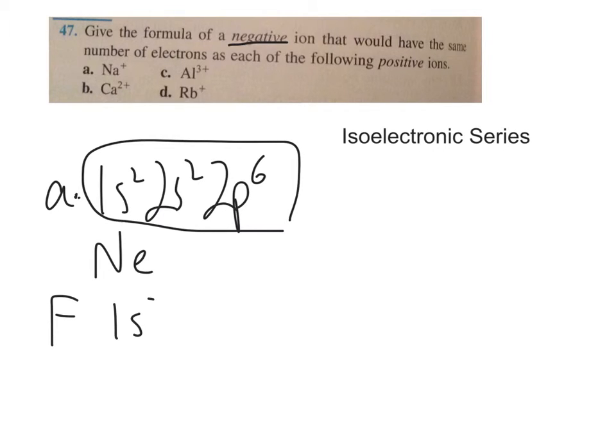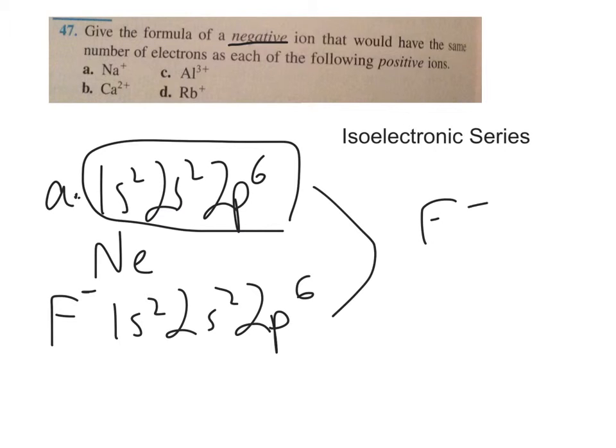And that's 1s2, 2s2, 2p5. Well, fluorine, when it becomes an ion, gains 1 electron. It gets a -1 charge, which means that that 2p5 will become 2p6, and we have a match. So fluoride, F minus, and sodium, Na+, are in an isoelectronic series with neon. Those are 2 elements in there.